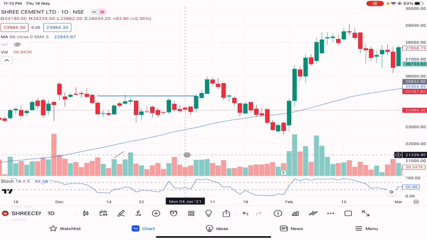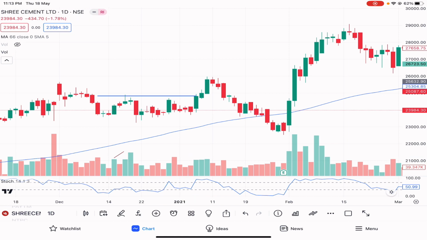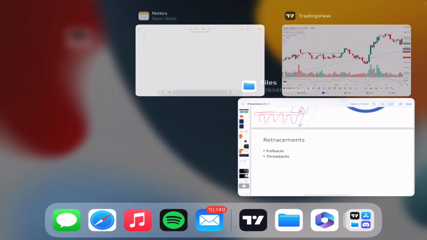So that was what we saw. That is the reason why we have been studying how to confirm a breakout, because these kinds of situations happen in the market. So that's my specialist breakout or a false breakout.